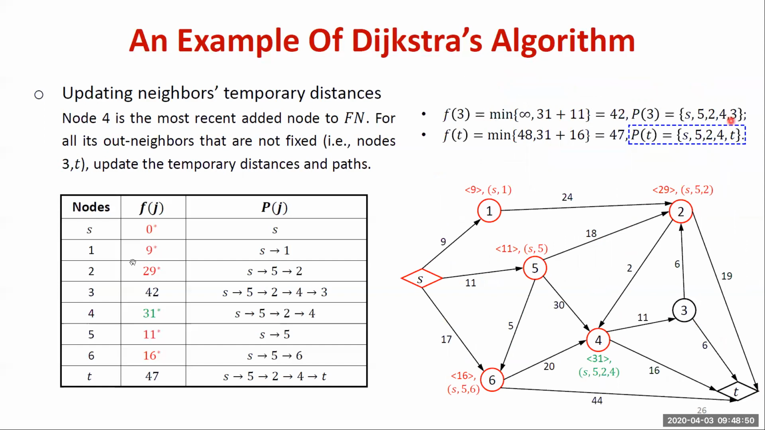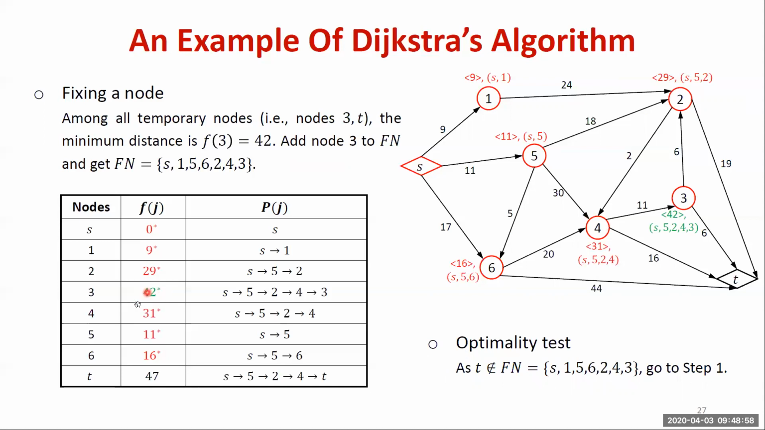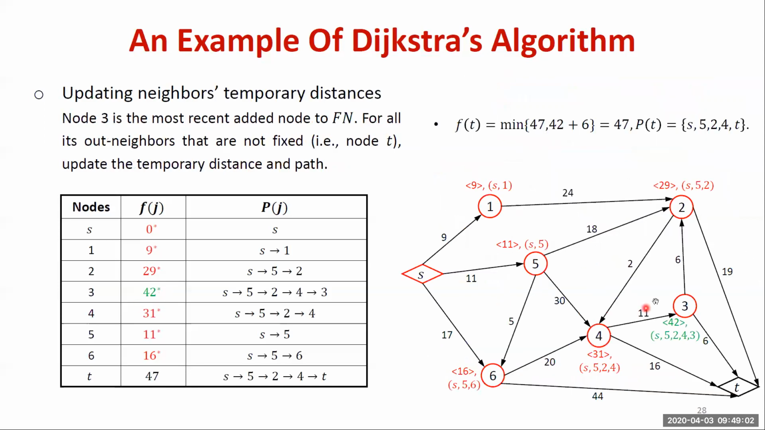And here's the result. Now you're going to fix a node again. Between 42 and 47, the smaller is 42, so you fix node 3. Node 3 is fixed, and t is still not fixed, so continue. From 3, which nodes can you go to? You can go to 2 and t, but I only update nodes which are temporary, not fixed. 2 is already fixed, so I will no longer update it. So I only update node t.